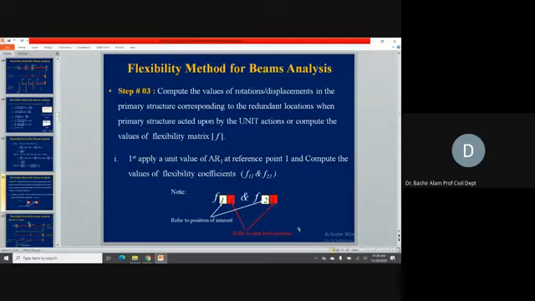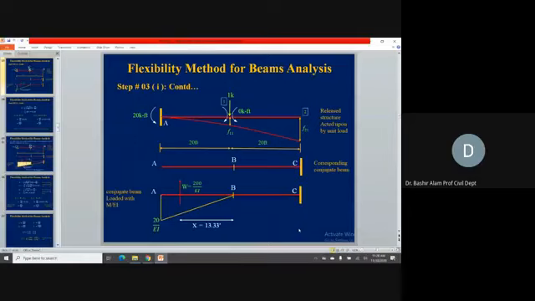So this is the meaning of the second subscript. Now, in this case, we will apply this unit load turn by turn corresponding to the redundant actions. The structure is statically indeterminate to 2 degrees, so 2 times we will be repeating this analysis process. Here AR1 was in the downward direction. It was at location B. So here you can see now 1 kip we are applying in the downward direction.